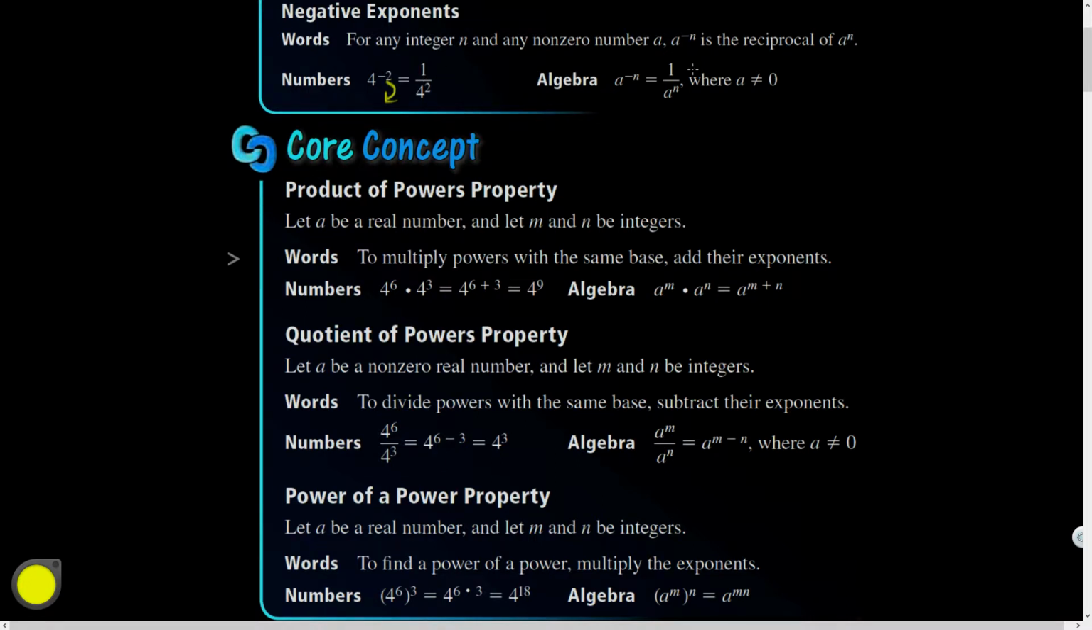Thank you. All right, you just flip it. And if, let's say, it started in the denominator and I had something like a to the negative m, then I would flip that upstairs and I'd have a to the positive m left over.